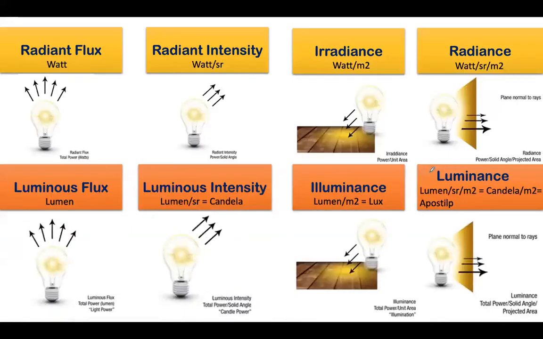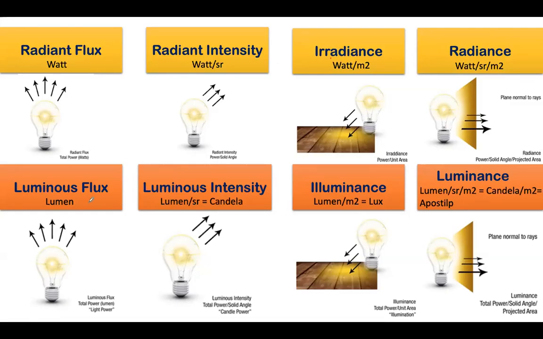Let's revise it again. The radiant flux, the radiant intensity, the luminous flux and the luminous intensity measure the light rays coming from a source, or the energy or intensity from a source. On the other hand, radiance, luminance and illuminance measure the light or light energy reflected on a surface. So we are measuring how much light the surface is receiving.